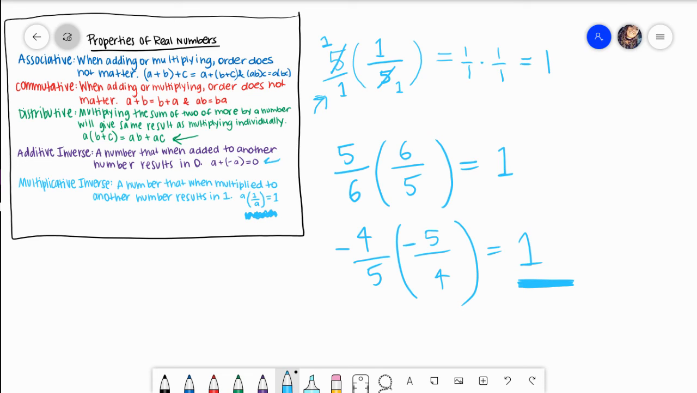Additive inverse: same number, different sign. Multiplicative inverse is reciprocal, same sign.